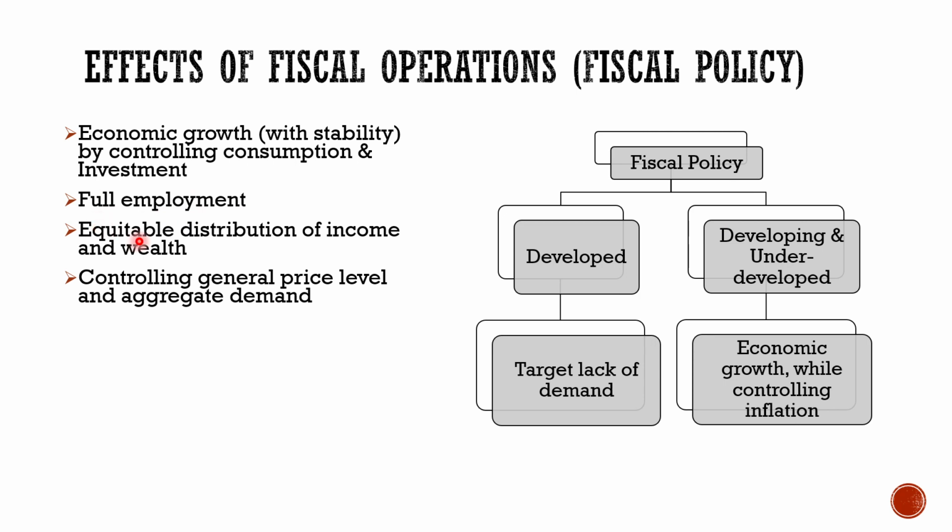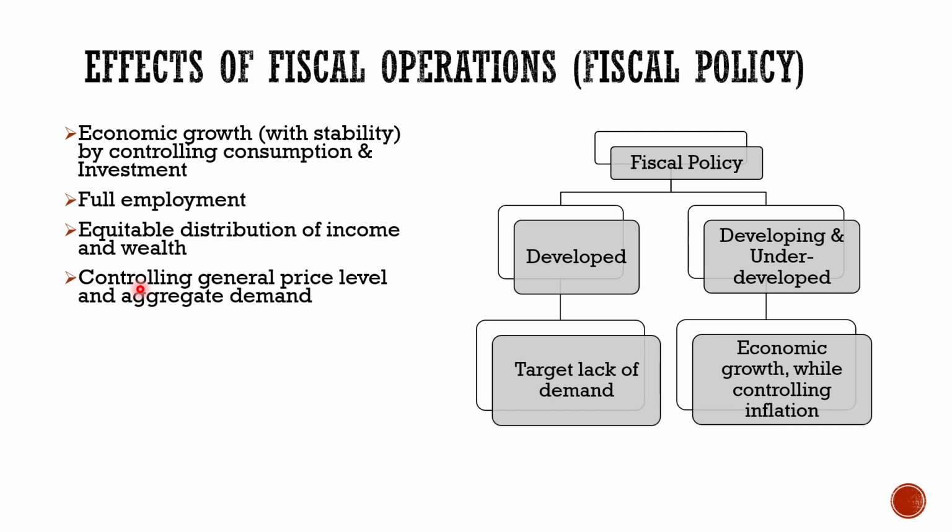We can have an effect on the equitable distribution of income and wealth by revenue generation. We actually impose taxes, that is compulsory payment to the government, and we can use this fund for making a welfare state. And this is how we make the distribution of income and wealth equitable.